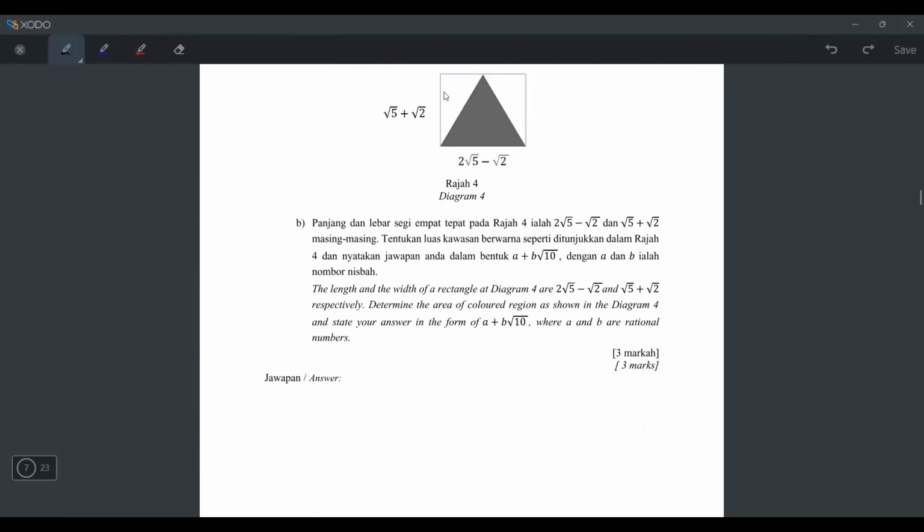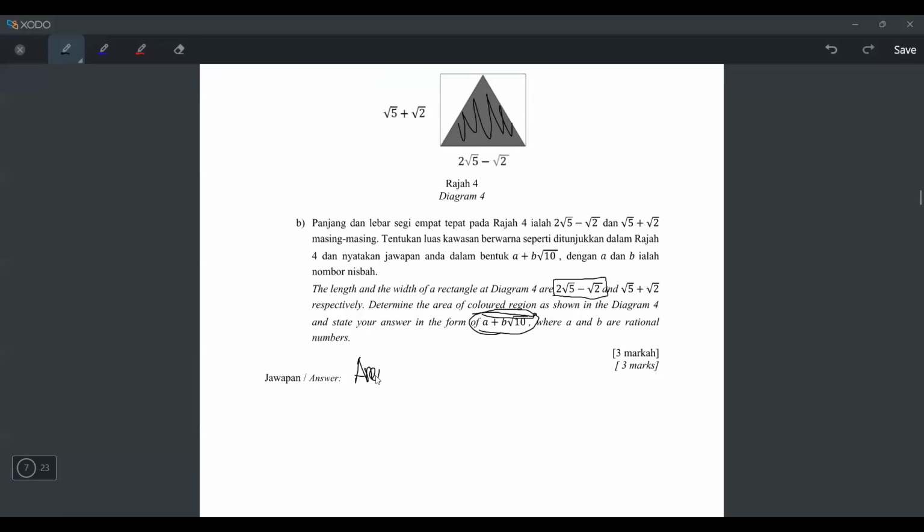Okay, they give you a rectangle and a triangle. The length and the width of the rectangle are given: 2 square root 5 minus square root 2, and square root 5 plus square root 2. So this is a rectangle, so the length and the width. Determine the area of the colored region as shown in the diagram and state your answer in this form, where a and b are rational numbers. So they want to find the area of the shaded region, so I assume it's the area of the triangle.